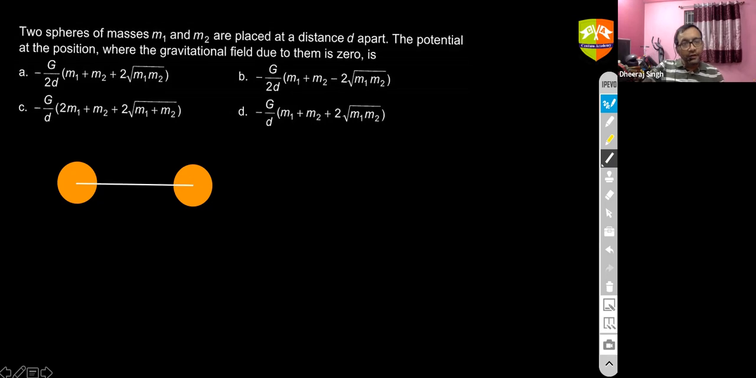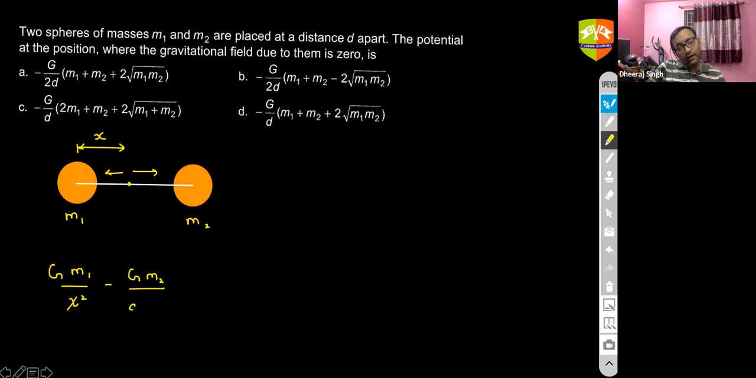All right, two spheres of mass M1, M2, distance D apart. Gravitational potential where the field is zero. So let's say at a distance of X from here, the field is zero. Field due to M1 will be this way, field due to M2 will be that way. So they'll try to cancel out each other. So GM1 divided by X square minus GM2 divided by (D minus X) whole square is equal to zero.